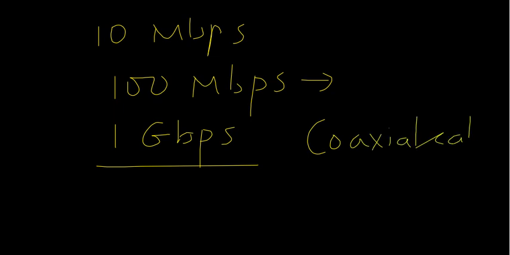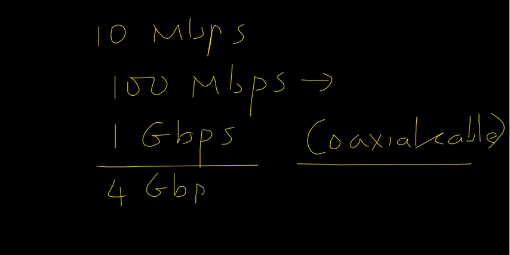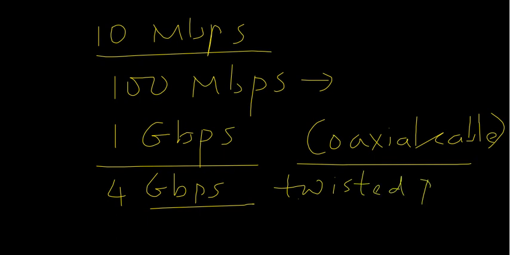Depending upon the standards in the cable, the corresponding speed also keeps changing. Then you have 4 Gbps. From 10 Mbps we have gone up to 4 Gbps. It is called twisted pair wiring, right? So twisted pair. Again, these are all the different cable technologies that we use in our communication scenario. And finally, you have one more, that is up to 10 Gbps.